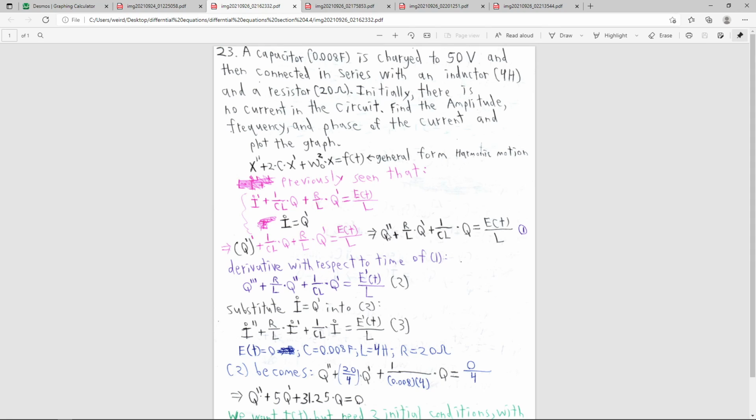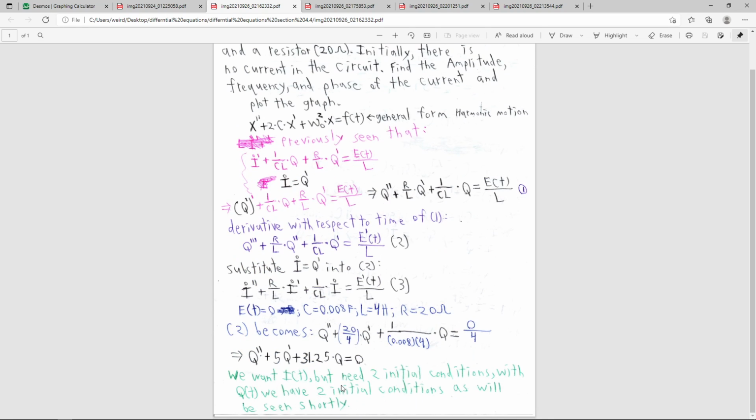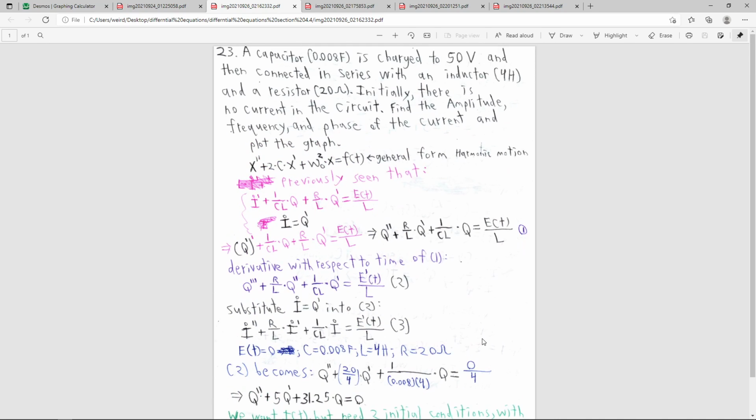So we take the derivative of this function with respect to time, and we get Q triple prime, Q double prime, and Q prime. And then we use I equals Q prime, and get I double prime, I prime, and I. So that's our equation for current, which we could use if we had two initial conditions. We want I at t but need two initial conditions. With Q at t we have two initial conditions, as we'll be seeing shortly. Even though it appears like we have none, they gave us enough information to figure out two initial conditions for Q.